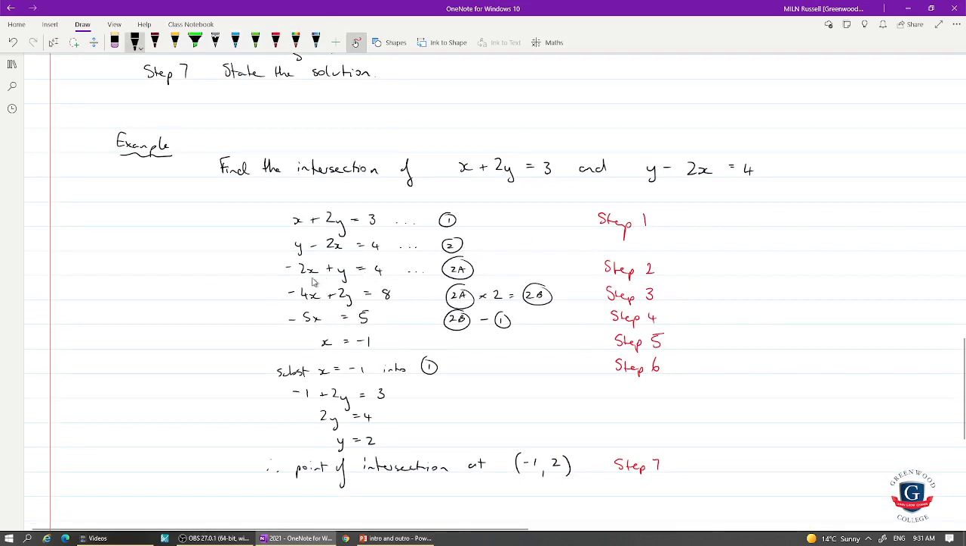Step 2, rearrange them so that all the x's align, all the y's align, and all the constants align. So you can see here in equation 2a, I've just taken equation 2, put the x's under the x's, put the y's under the y's.